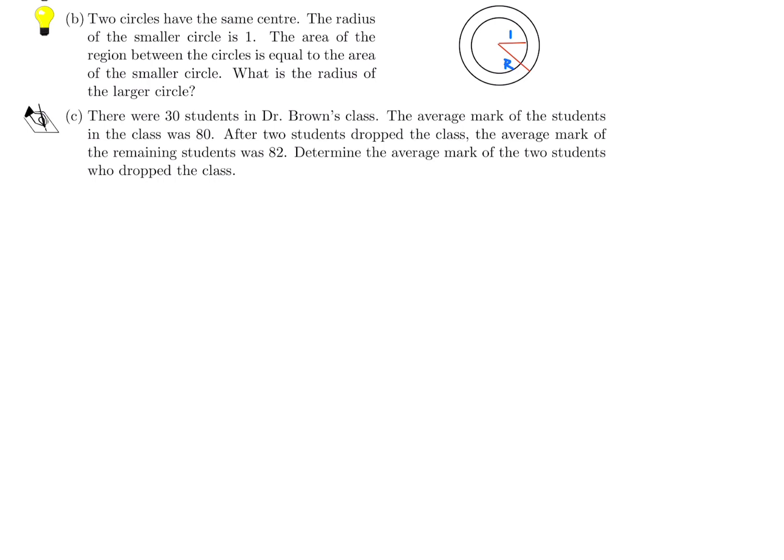Based on what they gave me in the question, that region between the two circles would be pi R squared minus pi 1 squared, right? The area of the big circle, subtract from it the area of the small circle. And they're saying that is equal to the area of the smaller circle, which is pi times 1 squared. So this is what we will use. Pi R squared minus pi is equal to pi. Pi R squared, therefore, is equal to 2 pi.